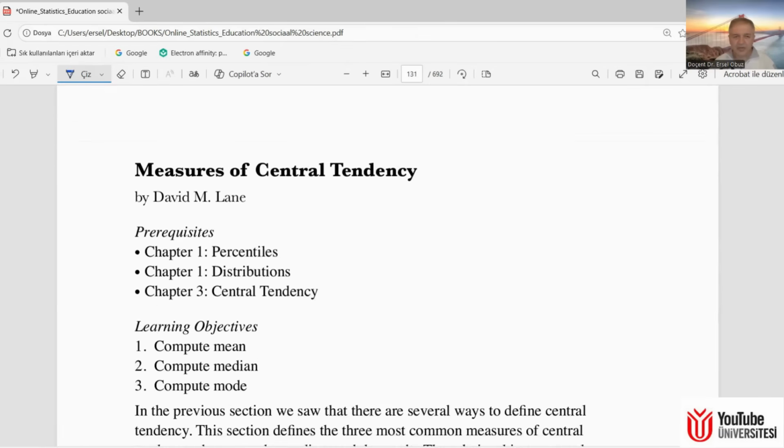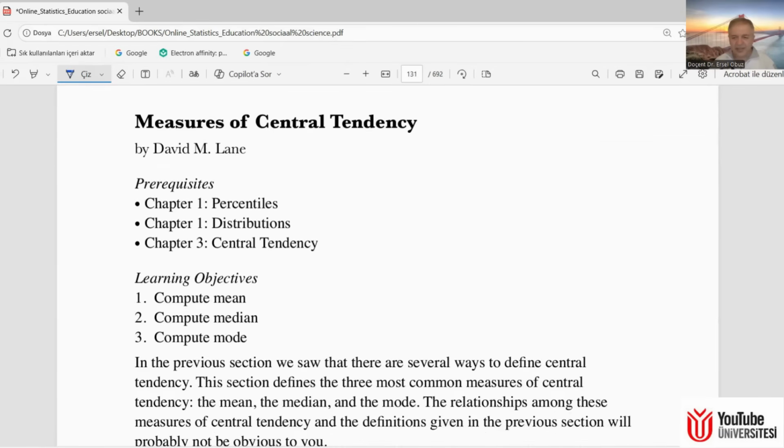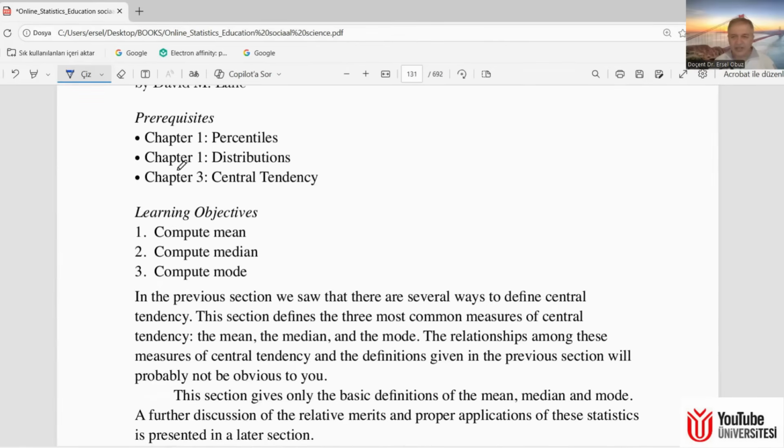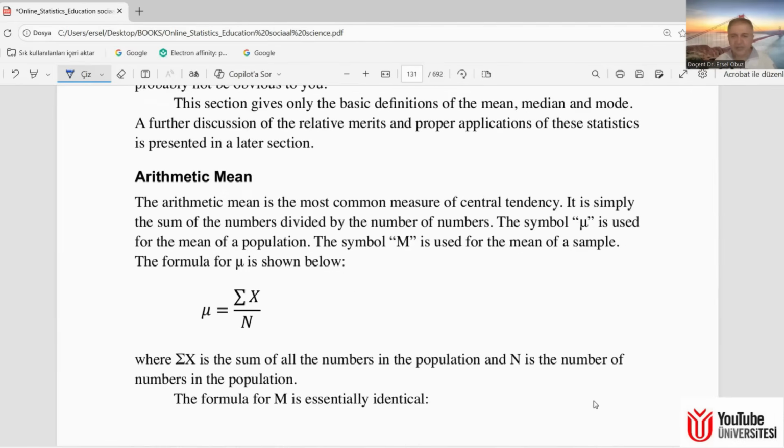Okay, let's get back to the measures of central tendency. We would like to calculate the mean, median, and mode. Arithmetic mean is the most common measure of central tendency. Simply the sum of the numbers divided by the number of numbers, right? And the symbol mu, very important.